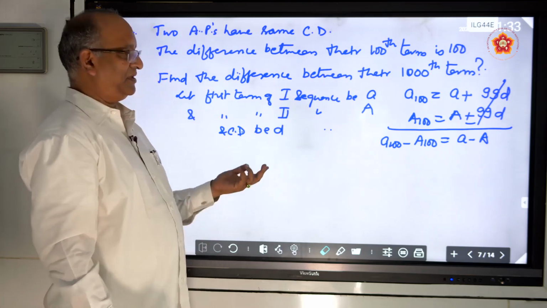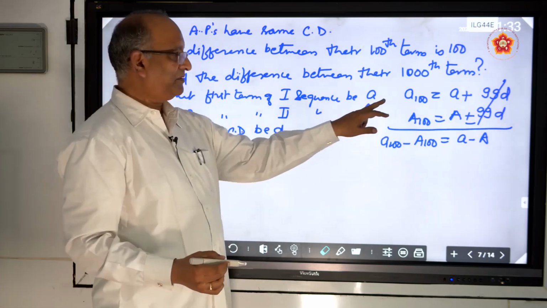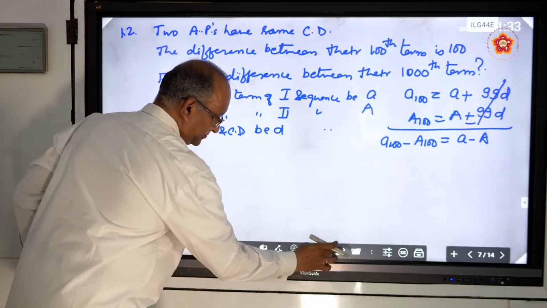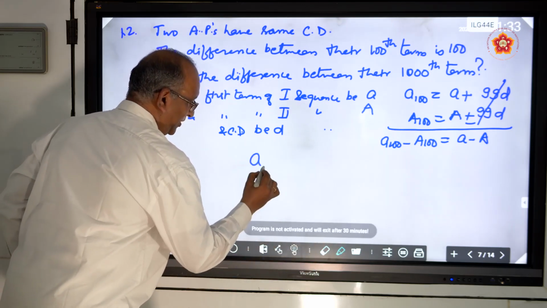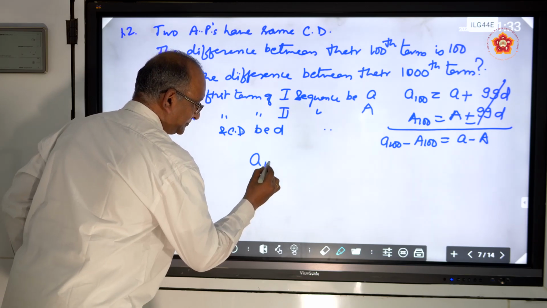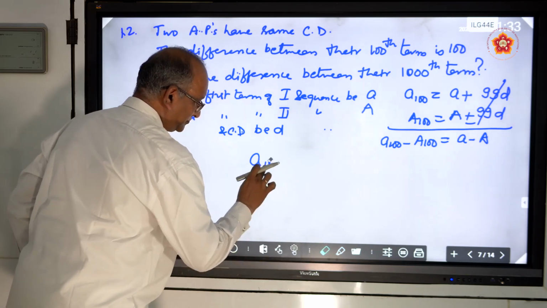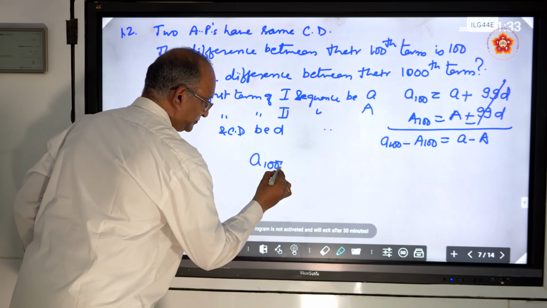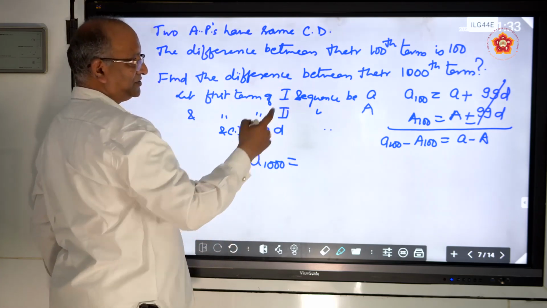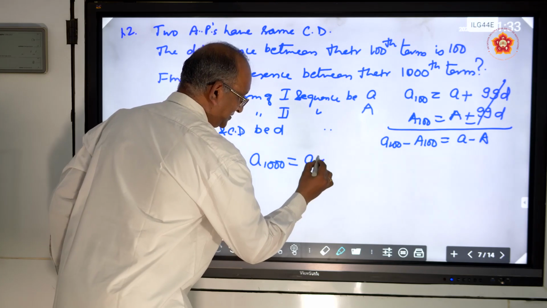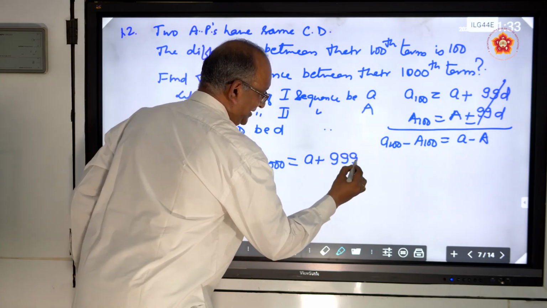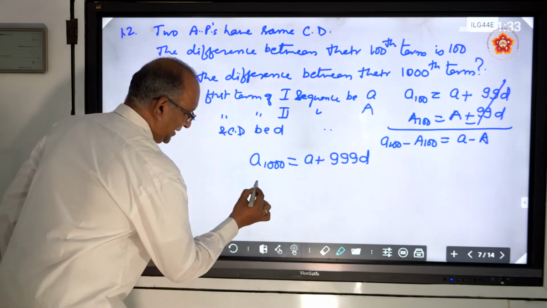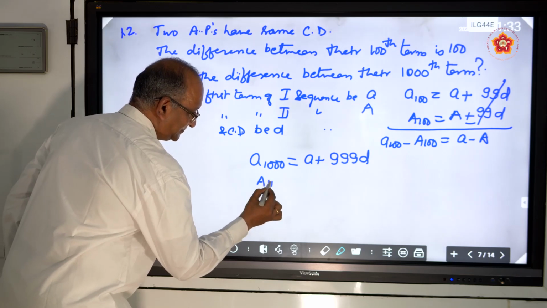Write the 1000th term of the first sequence. If the 100th term is a100, what will be the 1000th term? It will be a1000. How much is it? Use the same formula: a plus 999D. What about the second sequence? Capital A1000, which is capital A plus 999D.